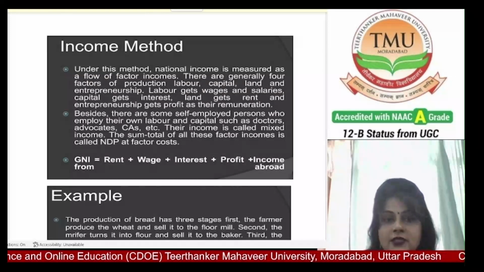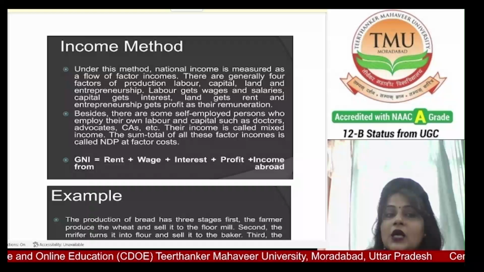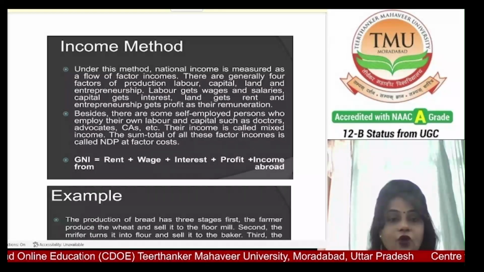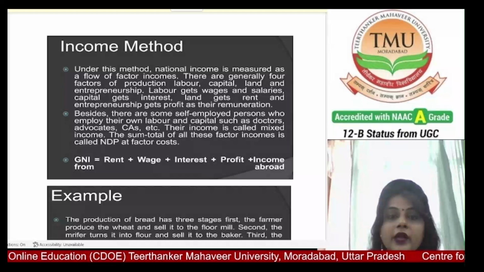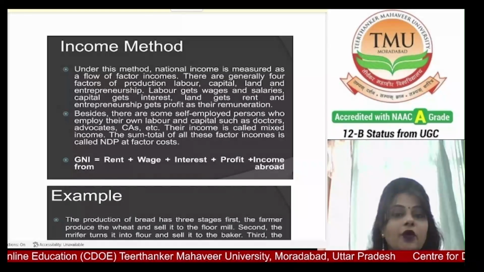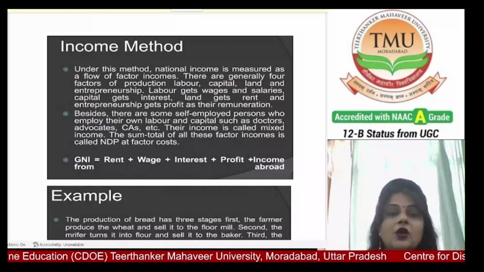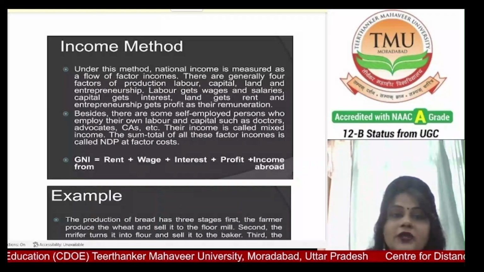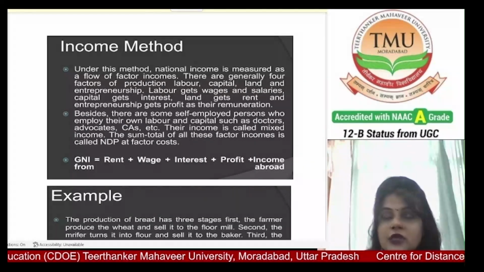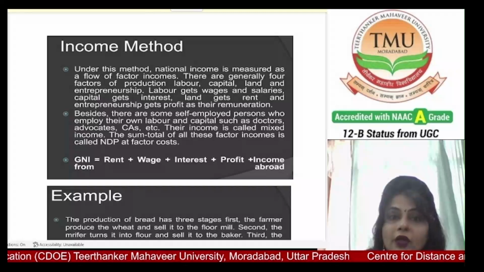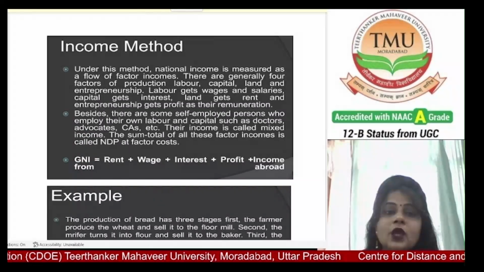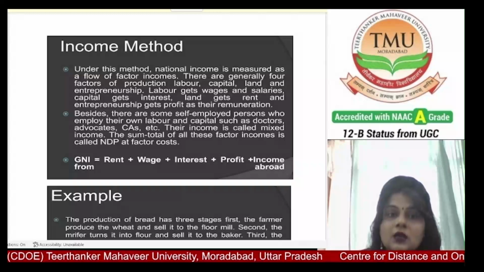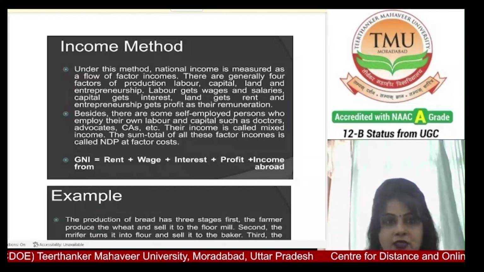According to Hansen, net domestic income is the income generated in the form of wages, rent, interest, and profit in the domestic territory of a country, by all producers, normal residents, and non-residents in an accounting year. The first component of factor income is the compensation of employees.